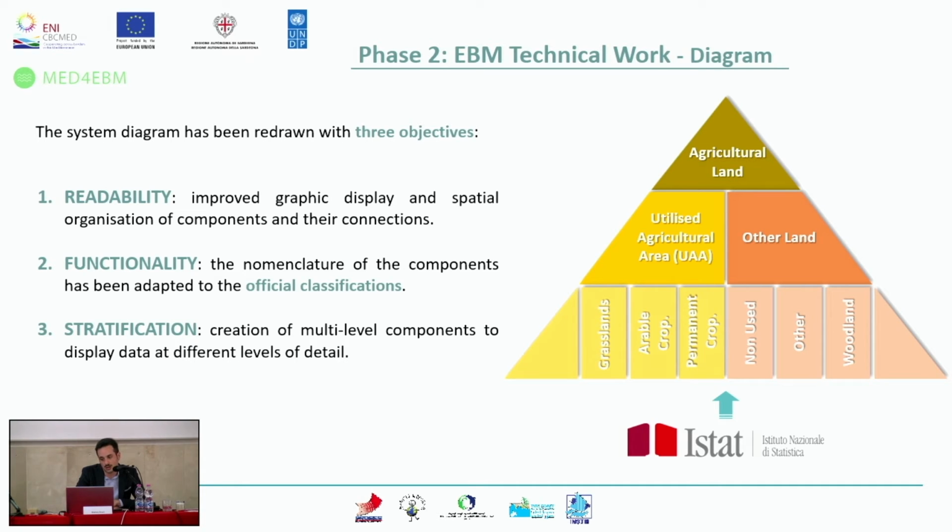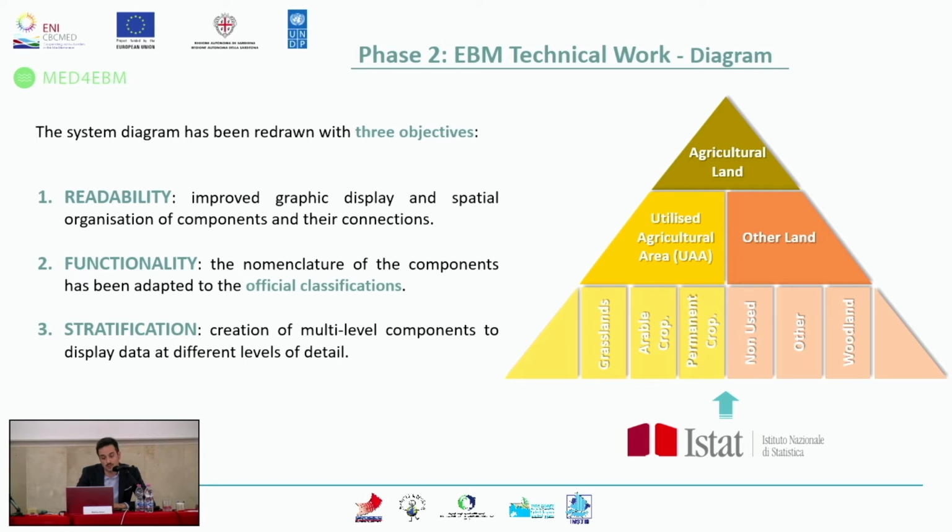The second objective is functionality. We adopted the official nomenclature for the components of the diagram, and we took the official nomenclature from the Italian and European institutions that are responsible for publishing the data. The last one is stratification. We wanted to create multi-level components to display data at different levels of detail. You can see the example of agriculture represented by a pyramid on the right.